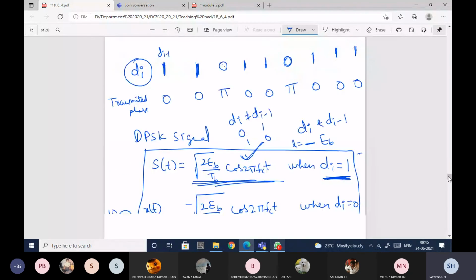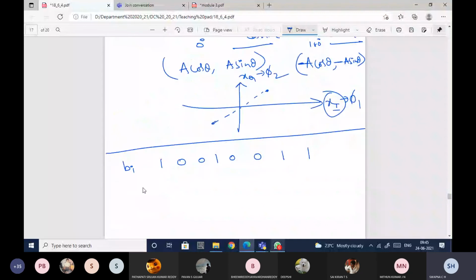Okay, so in order to differentially encode it, I will take a di. Let di minus 1 bit be 1. So 1 1, this will become 1 0 1 0 0 0 1 1 1 1 0 1 0 0 0 1 1 1 1 1 1 1. This is what your di. This is a differentially encoded data.